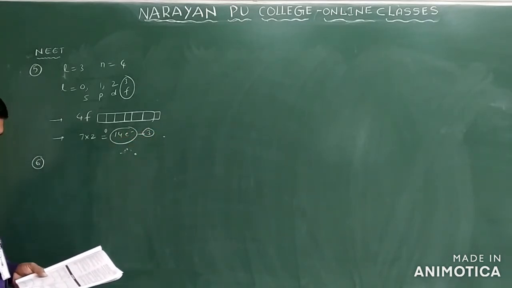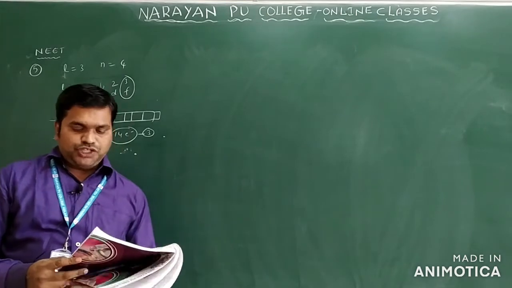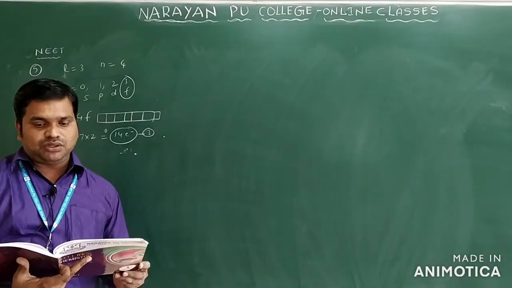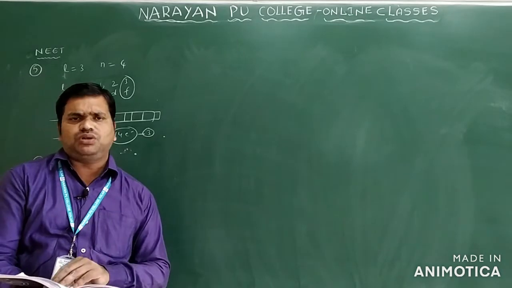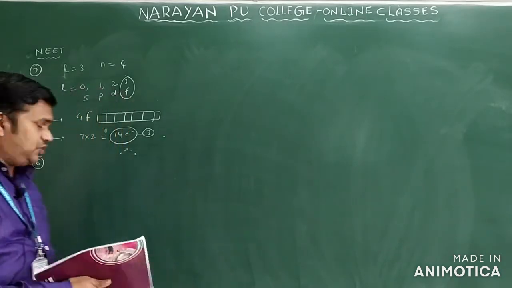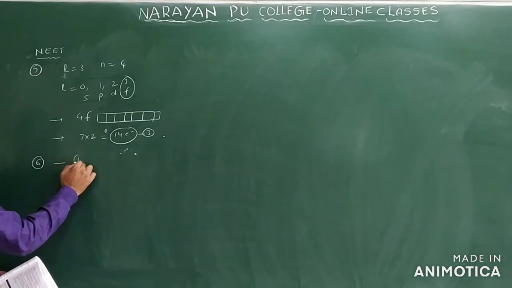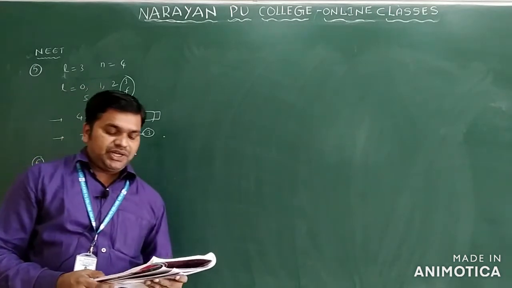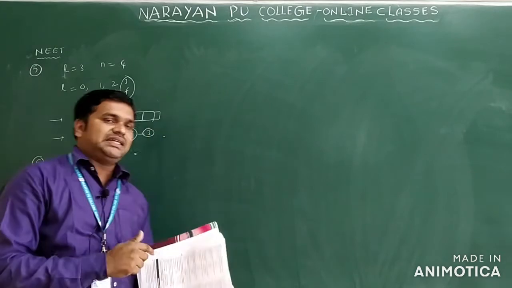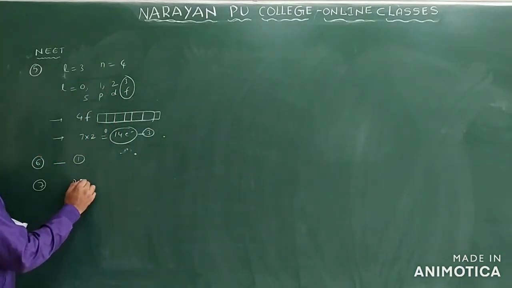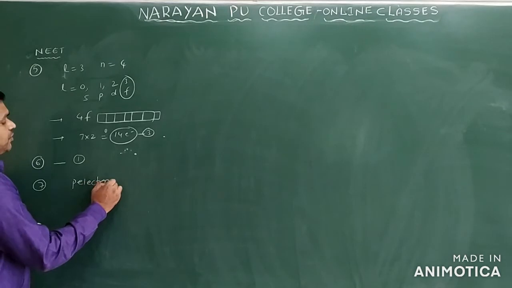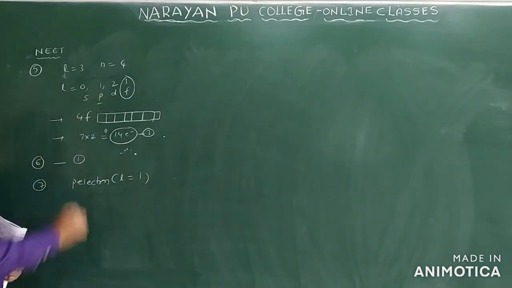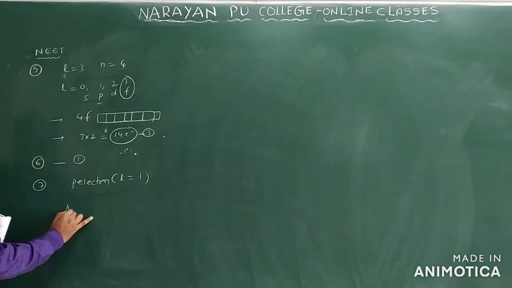Now we see the next question, question number 6. Question number 6 is the same question from exercise level 2, question number 14. You will see the question, you will get option 1 for this question only. Now we can see question number 7. The orbital angular momentum for a p electron. For a p electron, what is the L value? 1 only.